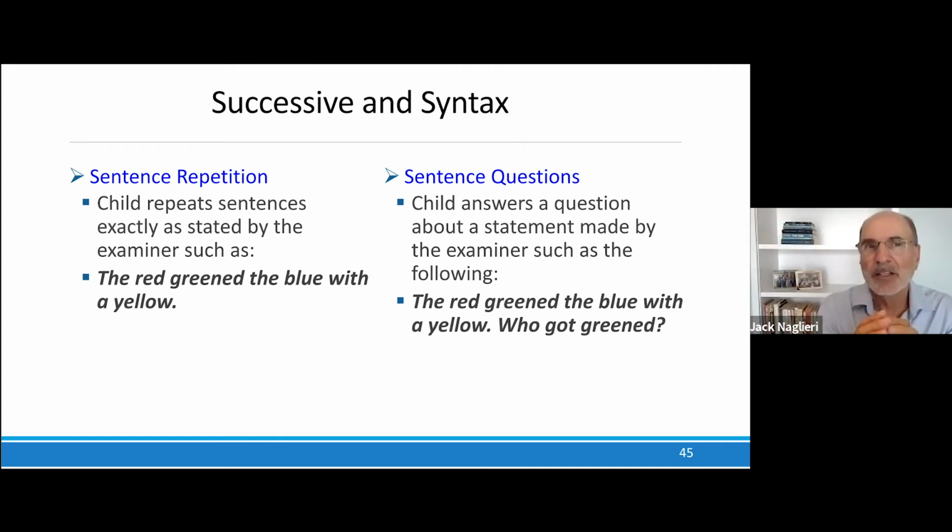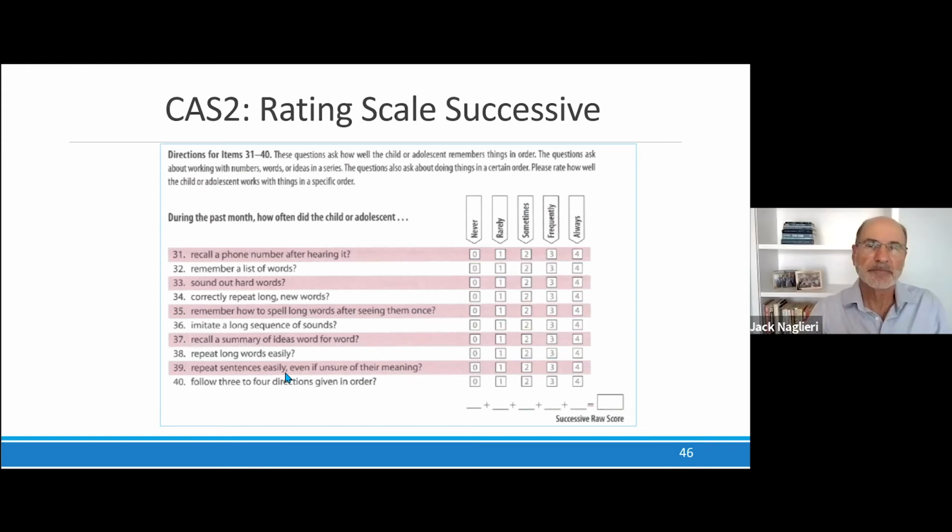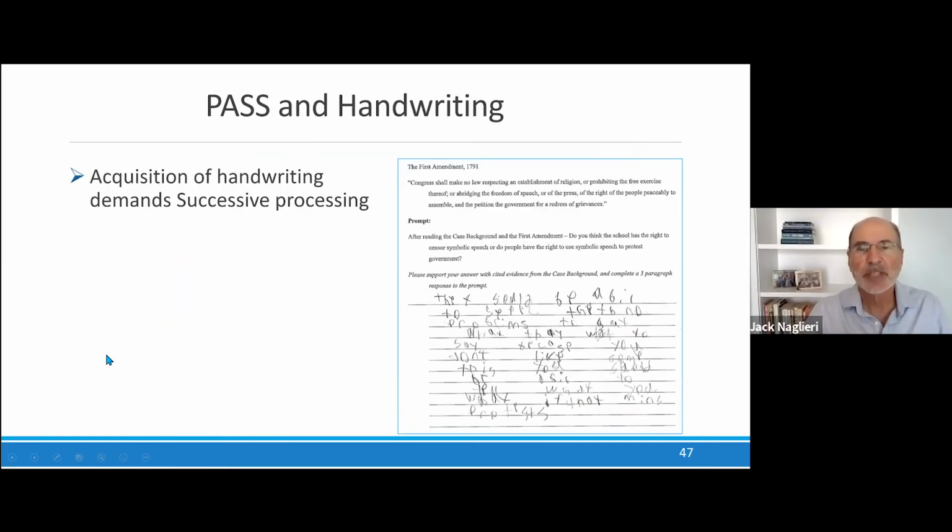So you can tell we spent a lot of time developing these tasks, more than 10 years actually. We worked more than 10 years to refine and refine and refine these subtests to make sure they work the way they need to. So the rating scale has things like sound out hard words, remember how to spell, imitate long sequences of sounds, things that teachers might see in the classroom.